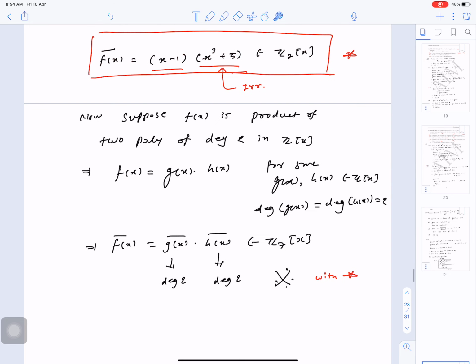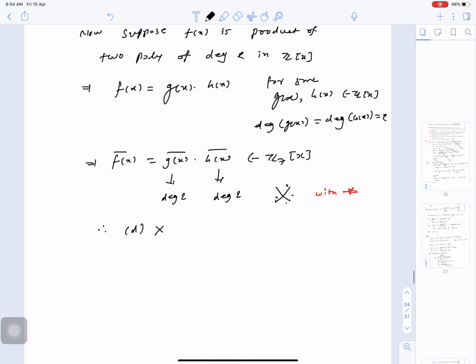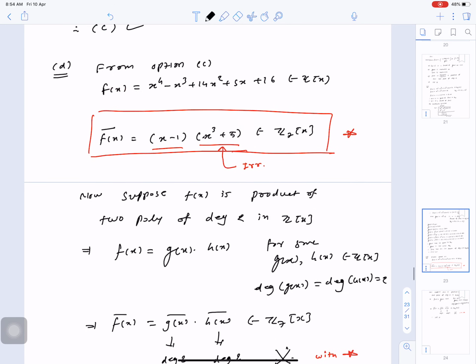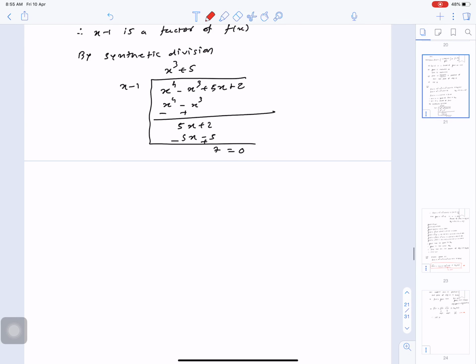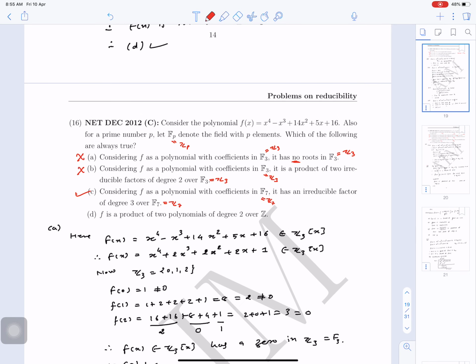So I hope you understand this argument. Therefore option D is wrong. So finally, option D is wrong. So in problem number 16 only one option is correct, that is option C.